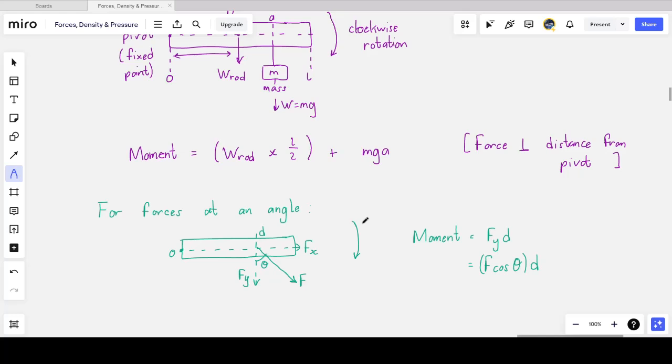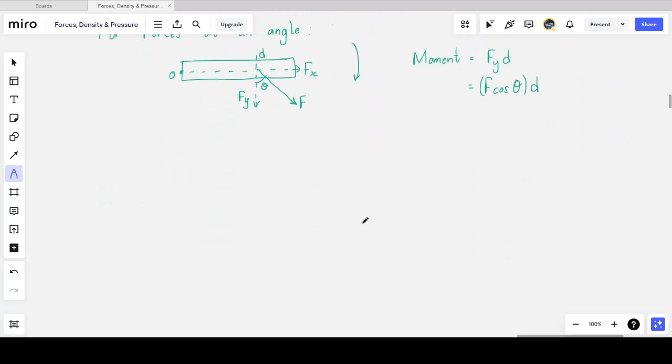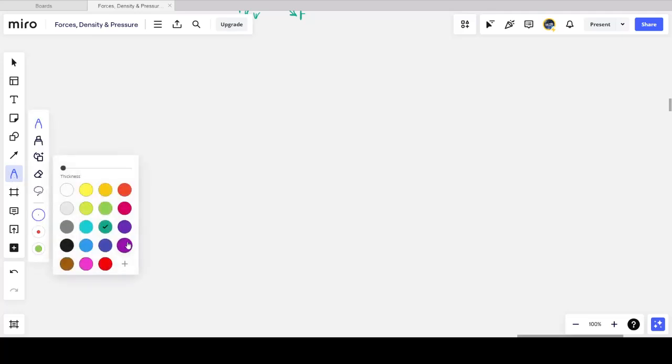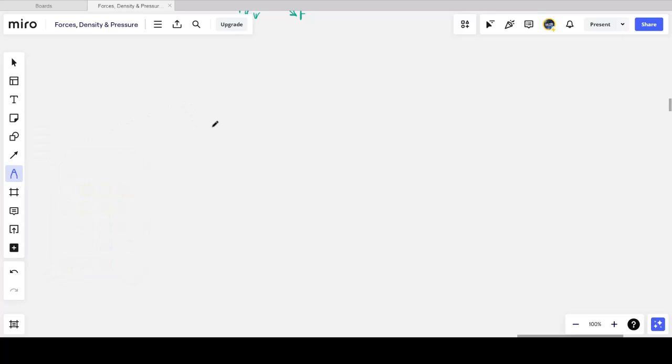Okay, so that's how we deal with forces at an angle and find the moments of those forces. So it's novel, but it's not difficult. Where it does get difficult is when we apply many forces all at the same time and try to balance them appropriately. Now, the thing that follows on from a moment of a force is a couple.